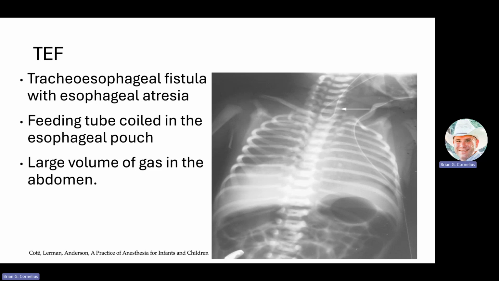So this is an example of a chest x-ray in a patient with TE fistula. As you can see, the gastric tube is going down, looping, and coiling, as well as having a large amount of air down in the gastric bubble because of the connection to the trachea. There are other reasons this could happen, but this is one of those things that makes you start to think that perhaps there is a TE fistula.